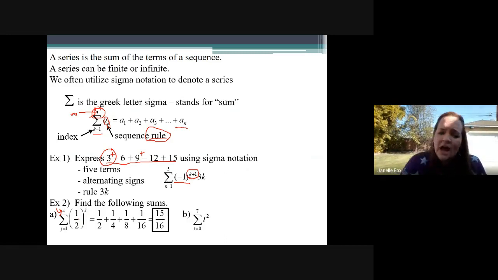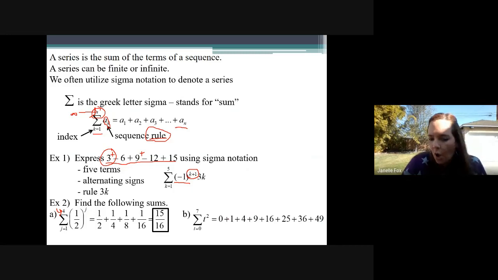So this one says our rule is going to be t squared. Okay, it says we're going to plug in numbers starting with 0. Well, that's interesting, but still totally handleable. 0 all the way up to 7, and we're going to list them out and then add them up. So here we go. We plug in 0 and we get 0. We plug in 1. 1 squared is 1. 2 squared is 4. 3 squared is 9, 4 squared is 16, 5 squared is 25, then 36, then 49.